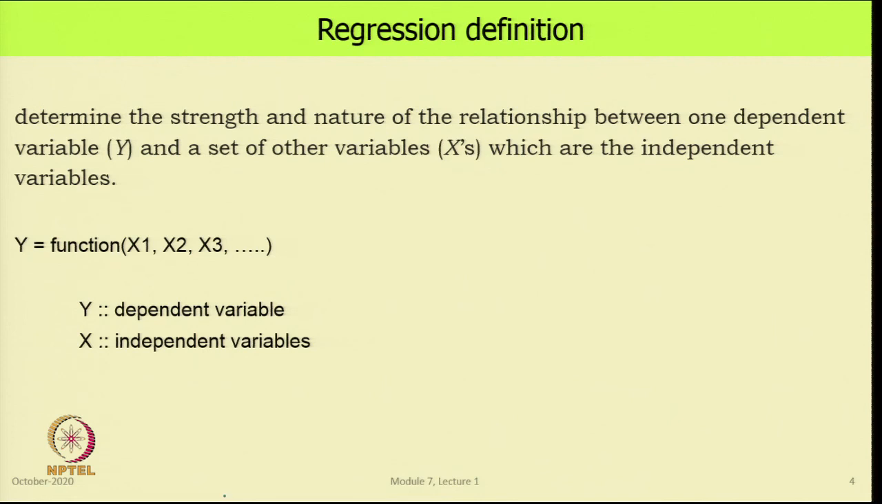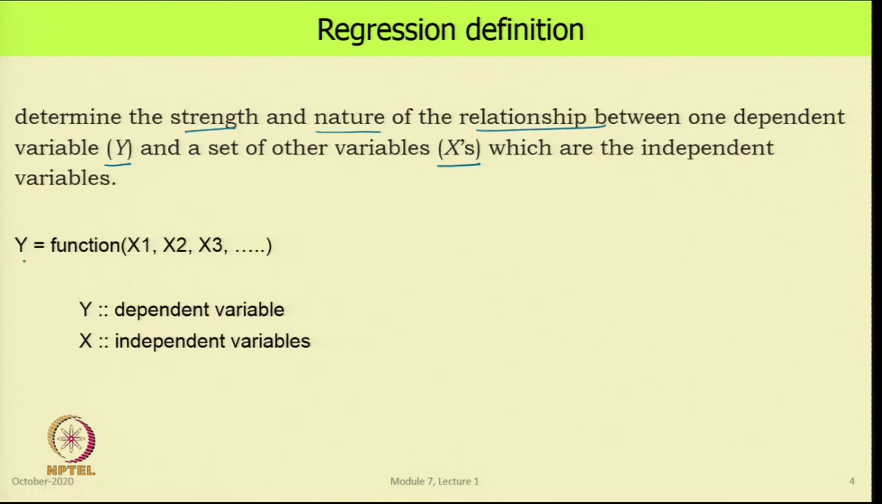And here we have written a basic definition of what regression is, and it says the regression determines the strength and nature of the relationship between one dependent variable denoted by y and one or more, which is a set of other variables which are the x's, which are the independent variables.